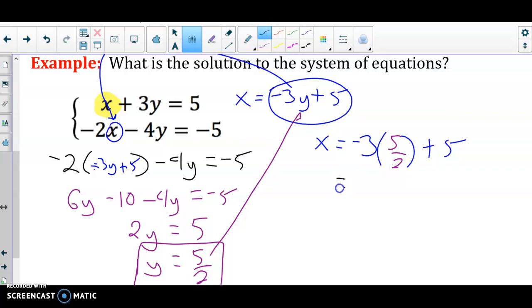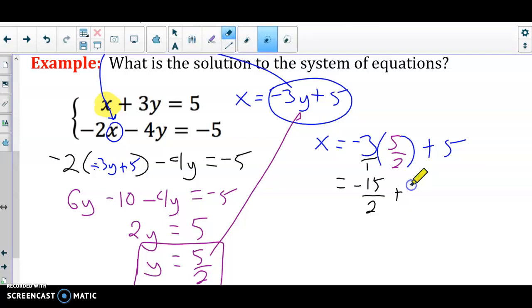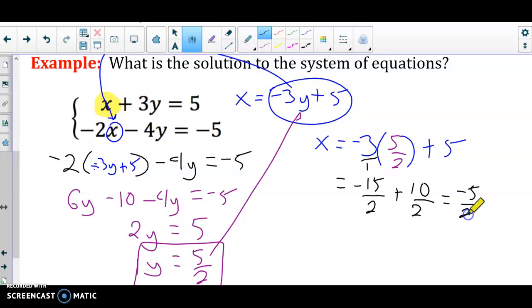Let's see what we can do about cleaning this up then. So I'm going to be looking at x equals a negative 15 halves, because all I'm doing is multiplying across the top and the bottom there, plus 5. Well, instead of doing 5, how about I just say, instead of 5, it's something in terms of halves, so how about I just write 5 as 10 halves? Oh, that's pretty easy. I'm looking at negative 5 halves. So my x-coordinate is negative 5 halves, and my y-coordinate is 5 halves, so I'm looking at the ordered pair, negative 5 halves, comma, 5 halves. Okay, there's your example of substitution.